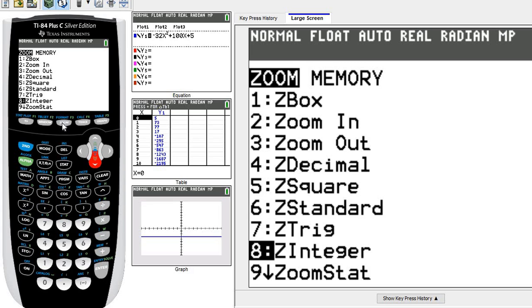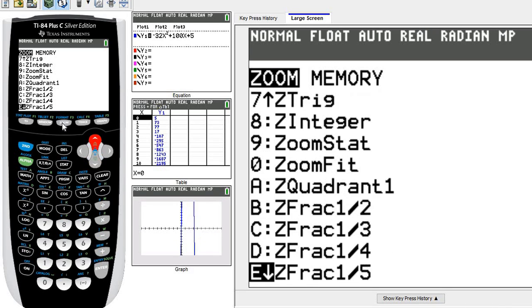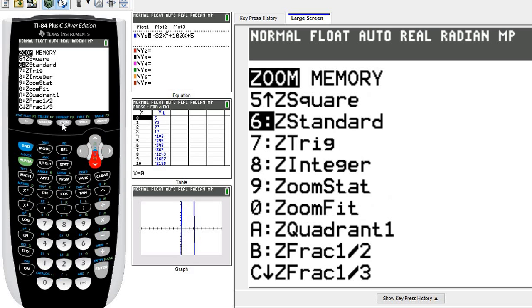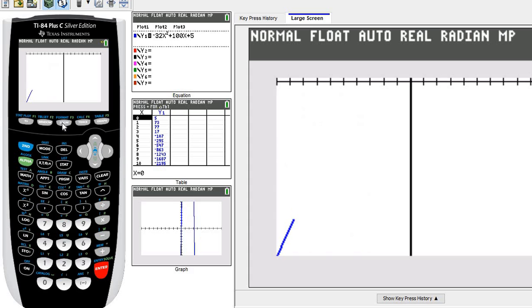We already know that's not going to work, so you can also use zoom in and out, which you see up top. I'm going to use zoom fit just to see if that gives us a better picture, because obviously he's hitting a baseball, so it's not going to be the standard 10 by 10 window. So that's not great.